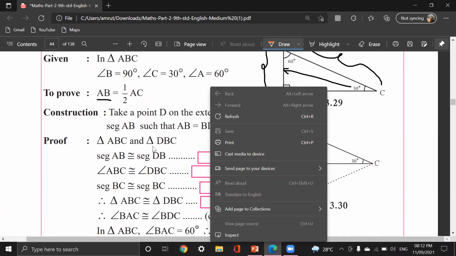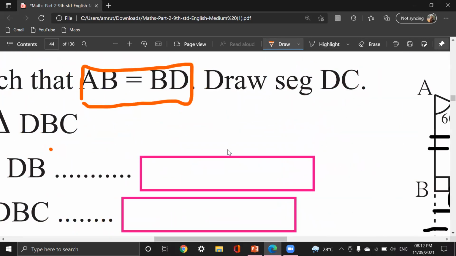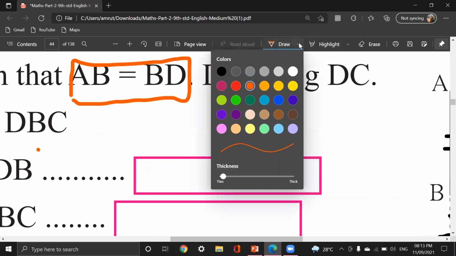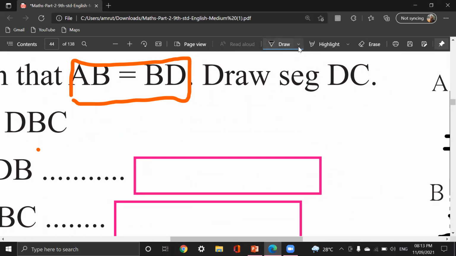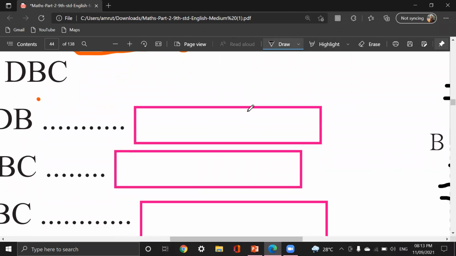I'll again tell you all. Why segment AB? AB is congruent to segment BD. Why? Because we have done this in construction. See, in construction we have segment AB equal to segment BD. So in the reason also we have to write down that we have done this in construction. So I'll take black color again and I'll write down here that in construction.